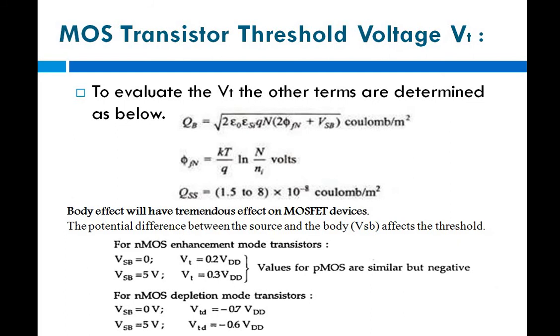To evaluate the formula and get the threshold voltage, each term has to be defined. What is the Qb value, what is the φfn value, that is your Fermi level potential, and what is the charge per unit area. Everything you have to define and give the values, and you should substitute, and lastly you'll get the Vt value.